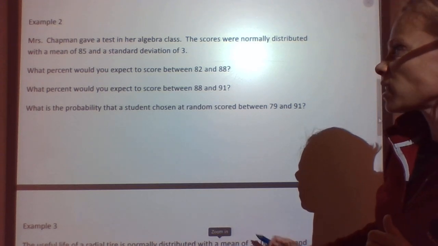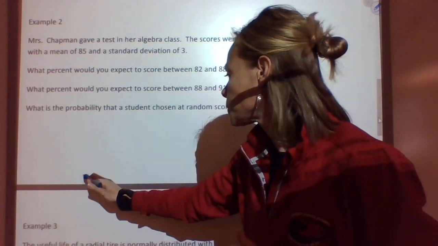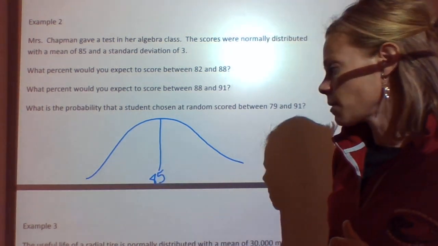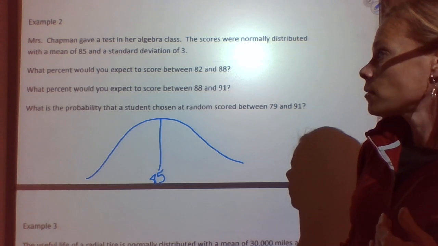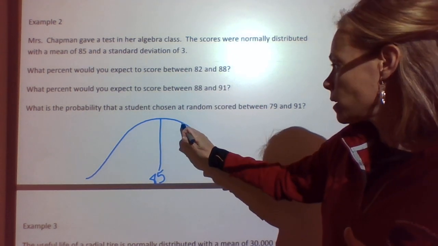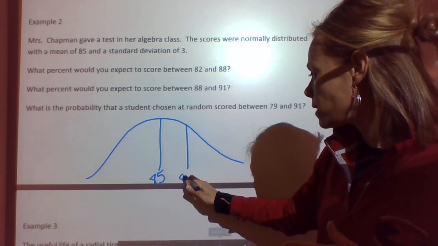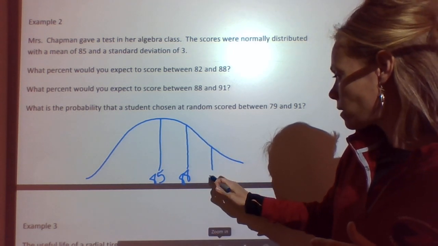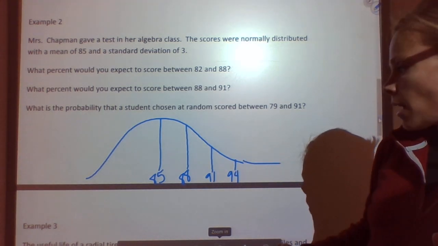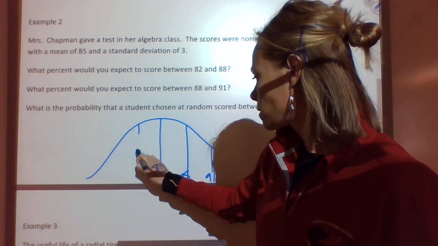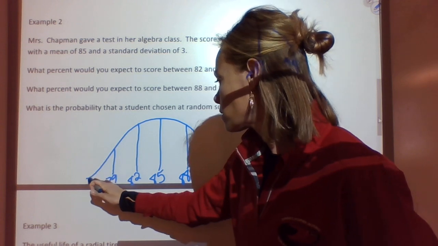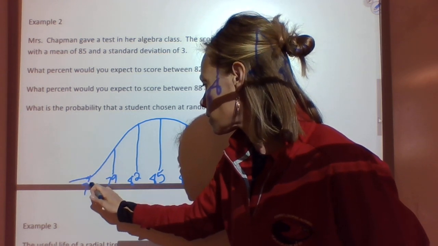So this is how they would do it. They would find the mean and standard deviation. So let's put those in. 85 is my mean, so that goes in the middle. I'm counting by 3 this time because my standard deviation is 3. So 85, 88, 91, 94. And then I subtract 3: 82, 79, 76.